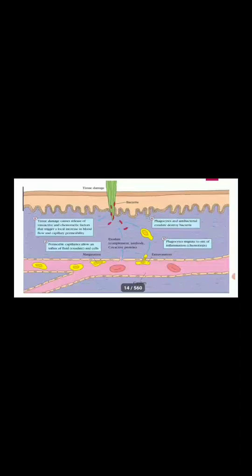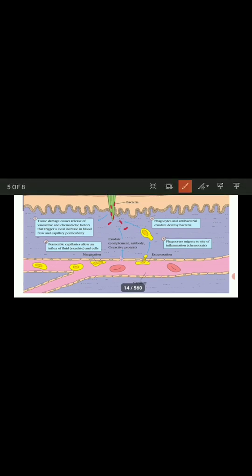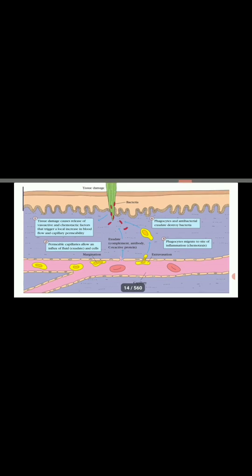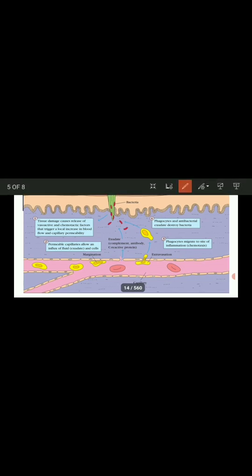This is the most important picture which I get from the Cube book, which shows the whole process of the inflammatory immune response when there is any tissue damage caused by a sharp object. This one is the sharp object where the exact tissue damage occurs.